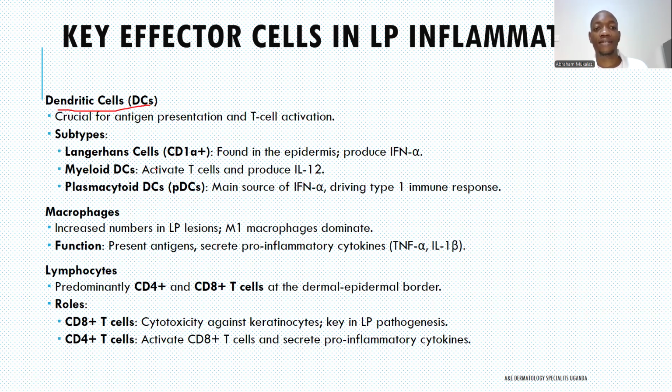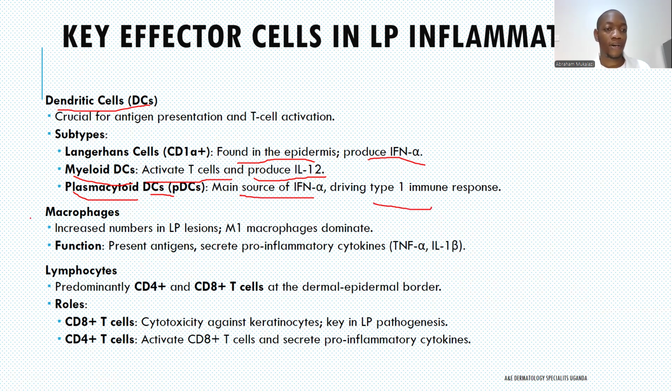We have different subtypes of these dendritic cells. We have the Langerhans cells, the CD1a positive cells. These are found in the epidermis and they produce interferon alpha. Then we have the myeloid dendritic cells. These ones activate the T cells and produce interleukin 12. And then we have the plasmacytoid dendritic cells. These are usually the main source of interferon alpha, and they drive the type 1 immune response.